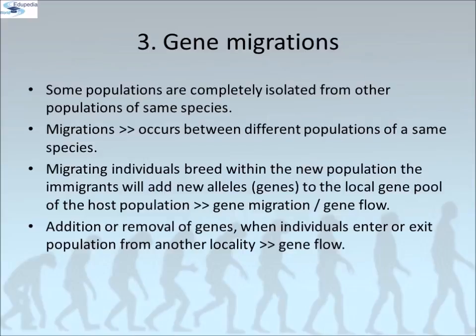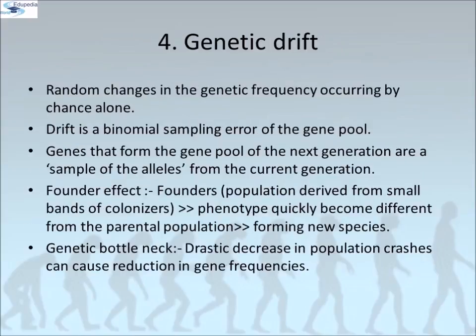Genetic drift. The random changes in the gene frequency occurring by chance alone are called genetic drift. Drift is the binomial sampling error of the gene pool. This means that the genes that form the gene pool of the next generation are a sample of the alleles from the current generation. The effect of genetic drift is very small in a large population, but it is large in a small population.